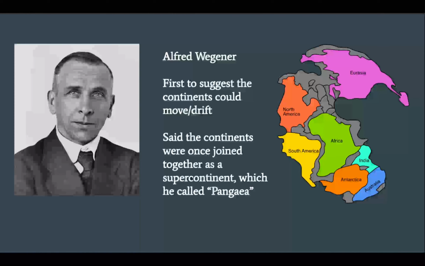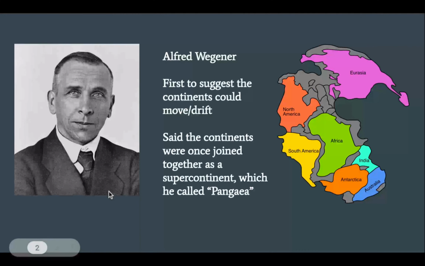Wegener was the first scientist to even believe that the continents could move, and alongside some other scientists who supported his theory, Wegener put together a good amount of evidence for the continental drift theory. And that on the right is a photo of his conception of Pangaea.